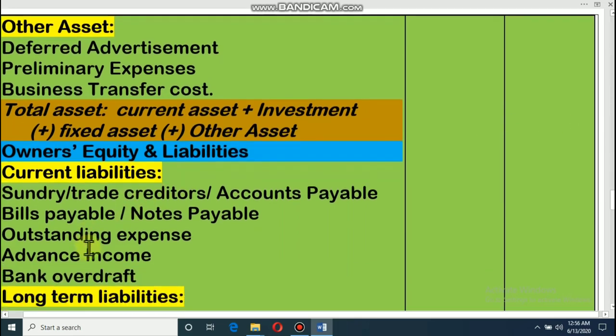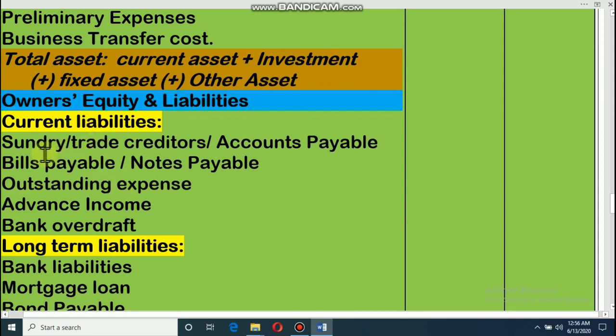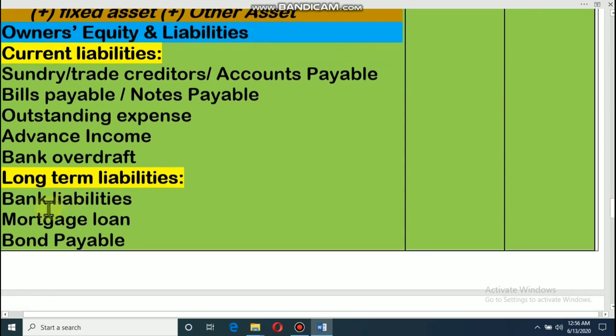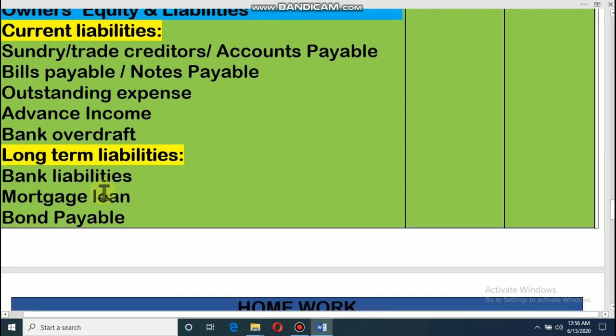Dear student, now liabilities and owner's equity. Last class we discussed owner's equity. We will write the owner's equity at first, then we will write the current liability. That means sundry debtors, sundry creditors, accounts payable, bills payable, notes payable, outstanding expenses, that means if any expense is due, then advance income, then bank overdraft. These are some examples of current liabilities. That means we have to pay these liabilities within a short time. Then long-term liabilities: bank liabilities, mortgage loan, bonds payable. That means this type of liability we have to pay after a long time, like 5 years, 10 years, 20 years. That's why it is long-term liabilities.